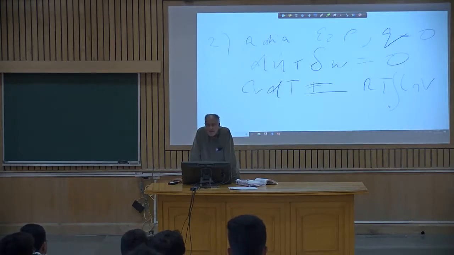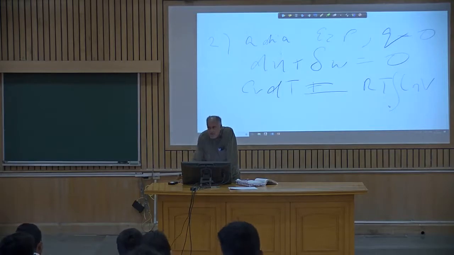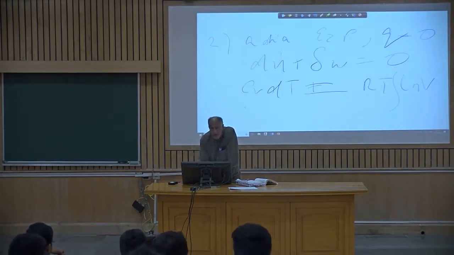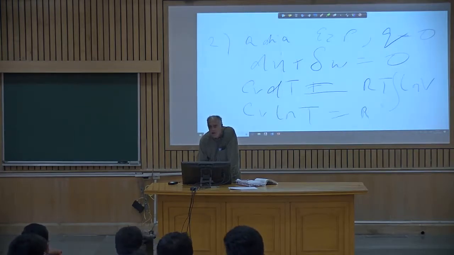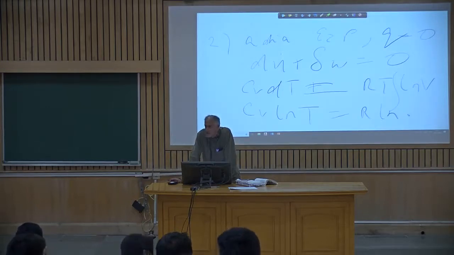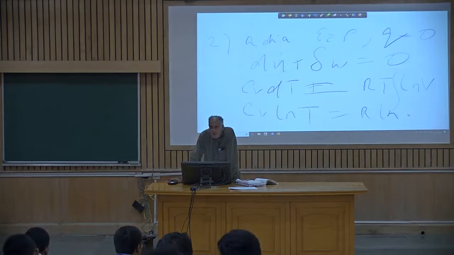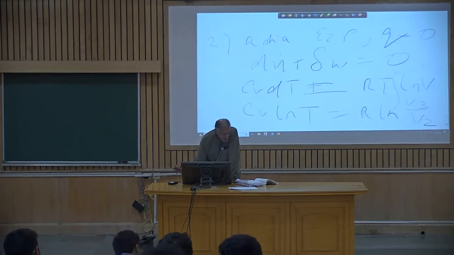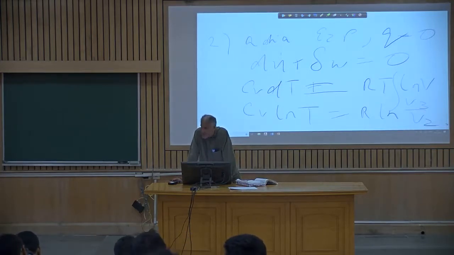So can I divide by T? And so what will I get here? C_V ln T is equal to R ln. What is my volume going from? V2 to V3. So is it ln V3 by V2? Write it down, write the adiabatic expansion one time. So your correct expression is R ln V3 by V2. Get rid of T. Put the T on the other side, on your C_V side.